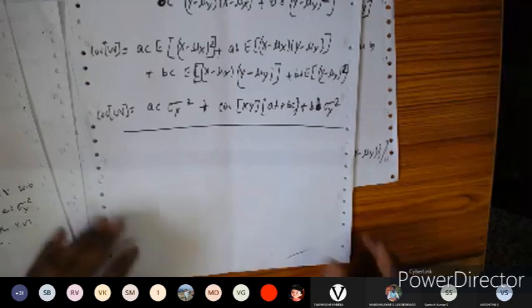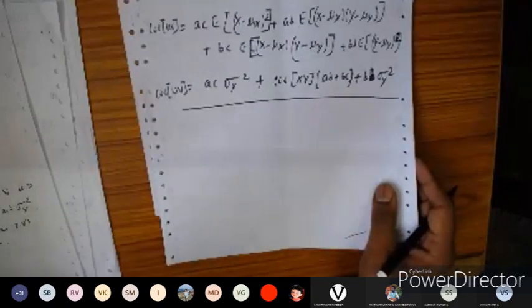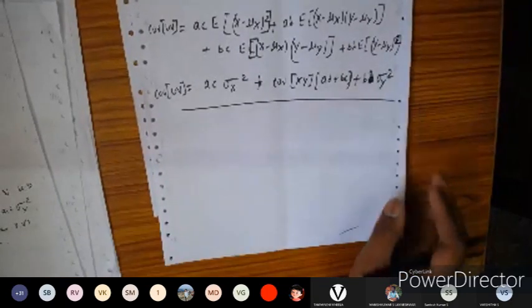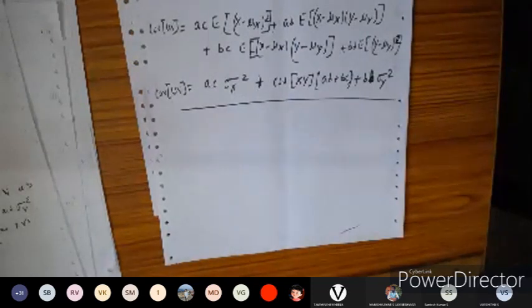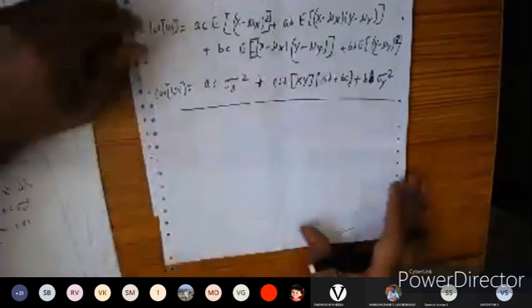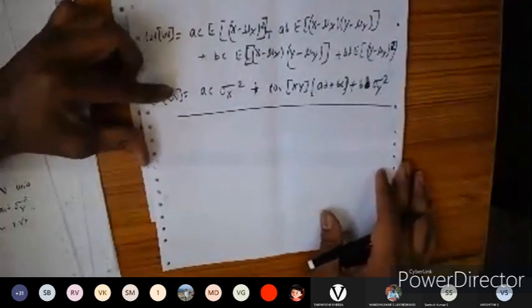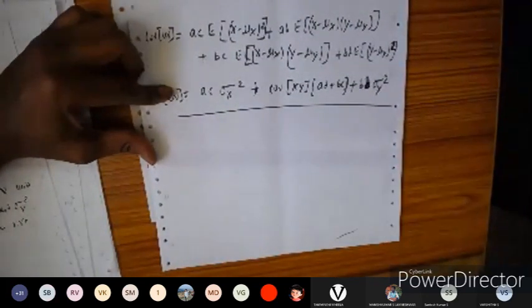Now what are you going to do? In the textbook, they transform the random variables x and y in terms of u and v. Any doubts till this point? Okay, it's audible, right? Yes. Okay, fine.